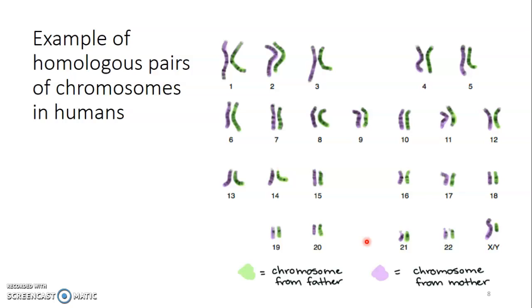What would it be? If you guessed a male, you're absolutely correct. One X and one Y is a male. So this particular individual is a human male.